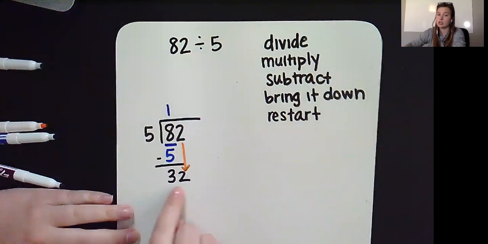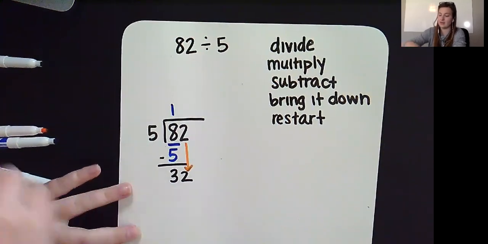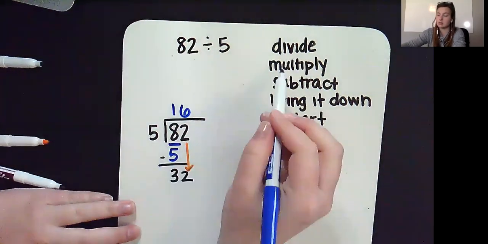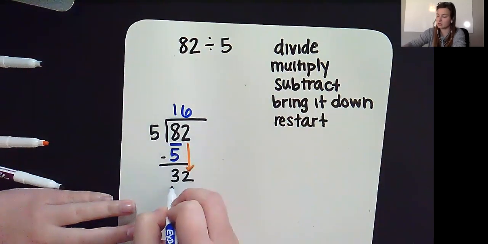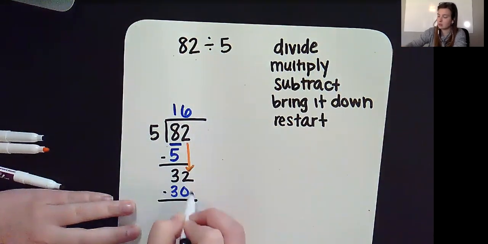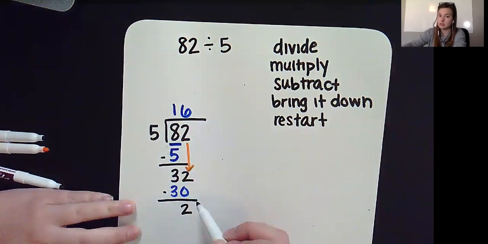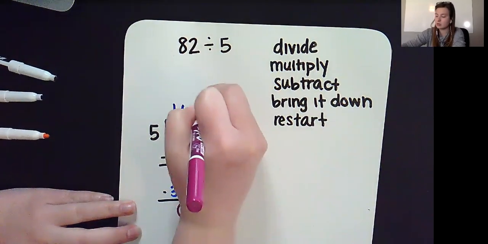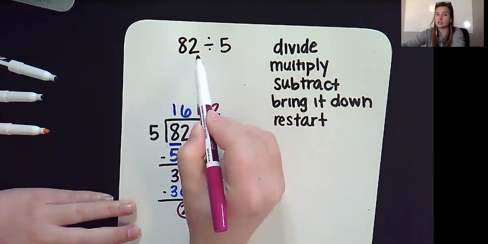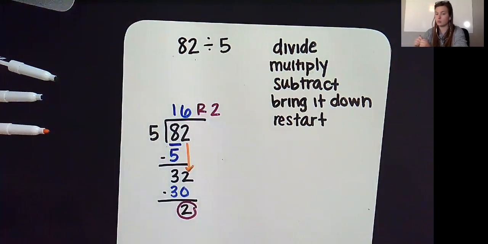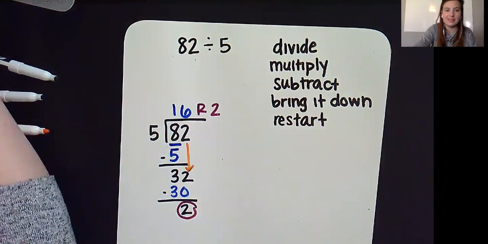So I'm back to divide. So 32 divided by 5. If I have 32 apples, how many groups of 5 can I make? I can make 6. Multiply. 6 times 5 is 30. Subtract. 32 minus 30 is 2. Bring it down. Ugh, there's nothing there to bring down, so this becomes my remainder. So 82 divided by 5 is 16, remainder 2. We will do one more problem, and then I'll do it with a guide.